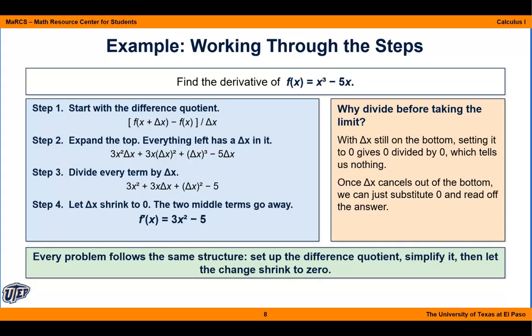After the cancellation, the terms that still contain delta x approach 0. The derivative is 3x squared minus 5. The process is consistent. Set up the difference quotient, simplify it, and then let the change in the input approach 0.